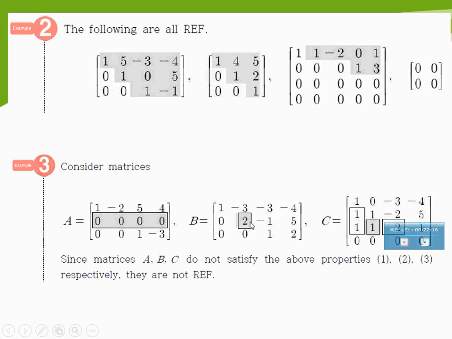Okay, here. This is not REF because the leading entry is not 1 here. And here, the 0 row should be at the bottom, but it's in the middle. So this is not REF. And below a leading one should be all 0, but this is not 0. So this is not in REF. Okay? This is an example which is not REF.